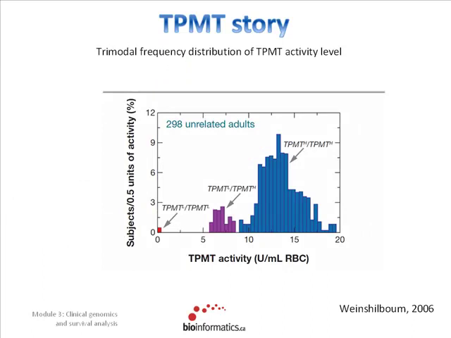This figure shows you the frequency distribution of TPMT activity level in red blood cells. They designated the inactivated isoform as low activity, and the wild type as high activity. These patients were homozygous for the low activity allele, these ones were heterozygous, and these ones were homozygous for the wild type allele.